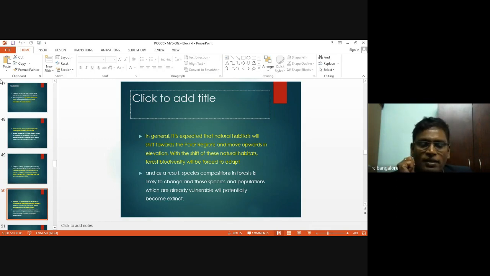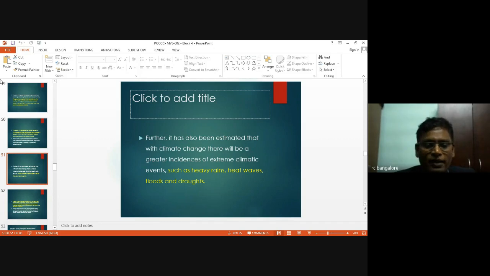As a result, species composition in a forest is likely to change, and those species and populations which are already vulnerable will potentially become extinct. A continuous impact of climate in a particular location or area has an adverse impact on the fauna and flora of a particular place. So it ends with the extinction of these species in that area. This is what we notice across the globe.